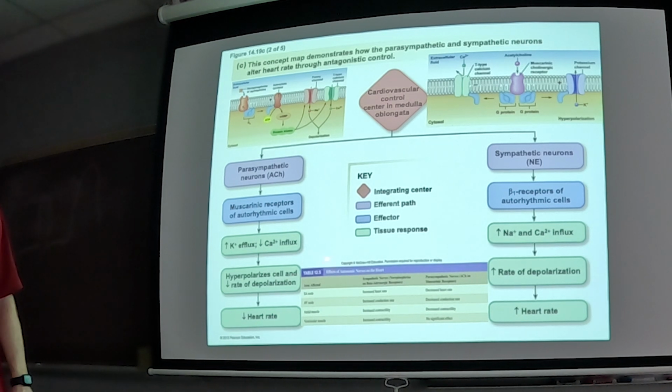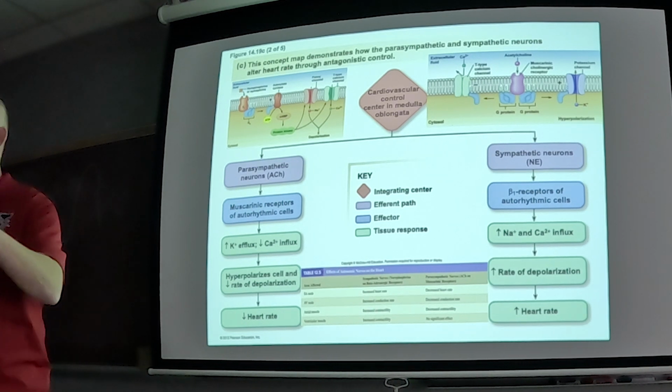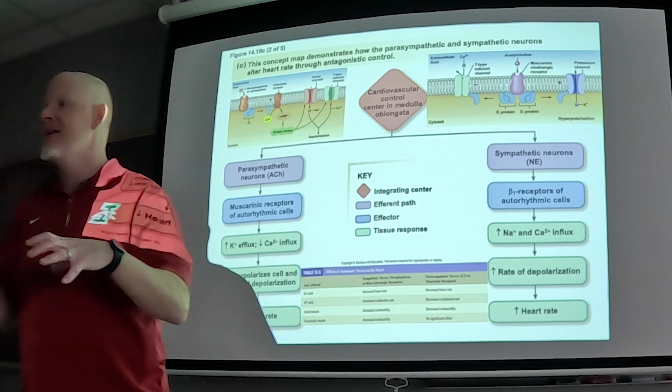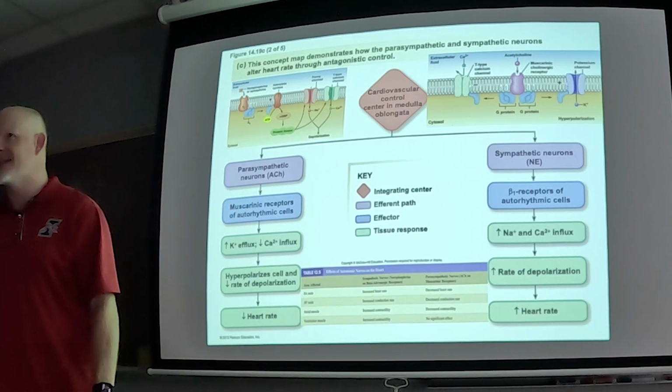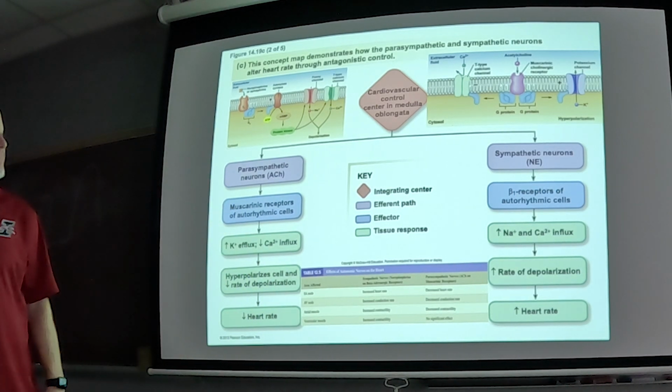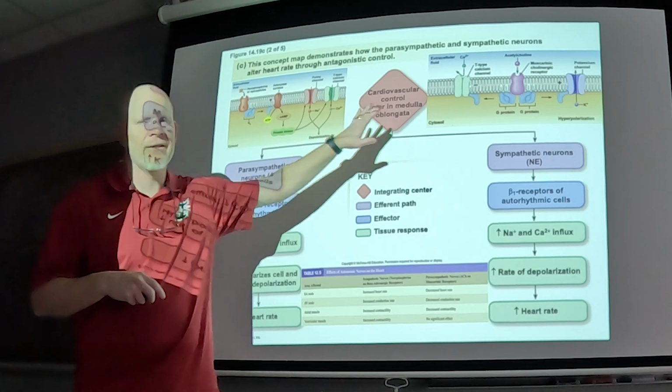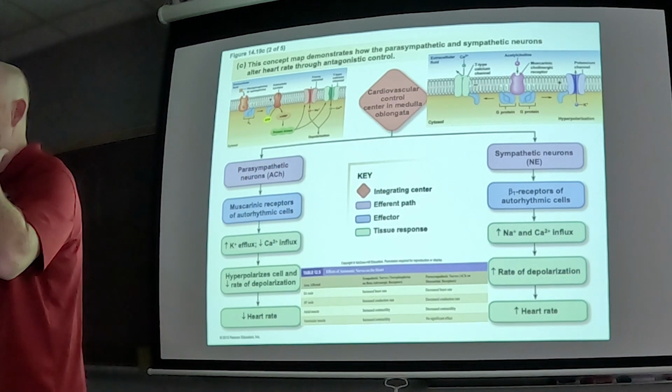I also threw this little table in here from your text that gives you the effects of each, so that you can have them right next to each other as you're filling out your review sheets, right? So that it helps you to make sense of all of this. It's cool because we've already learned how those mechanisms work, right? So we can make sense of how they work.